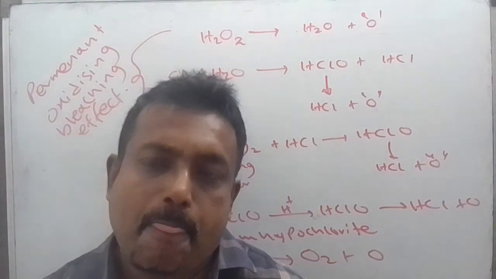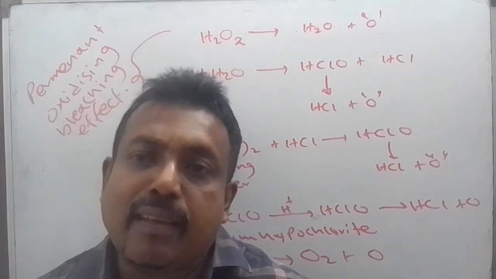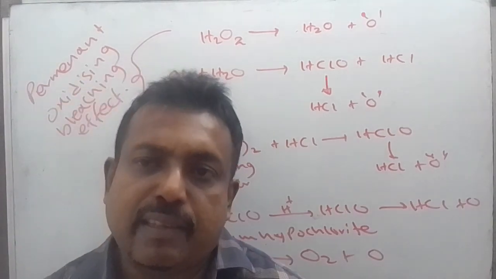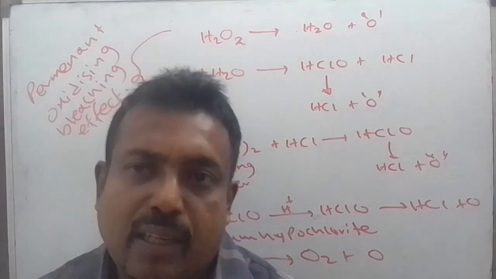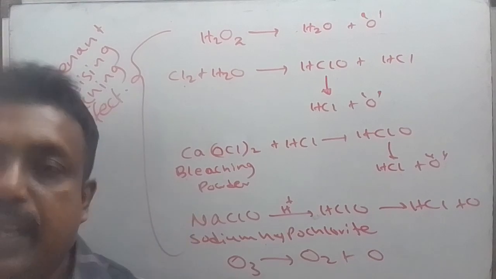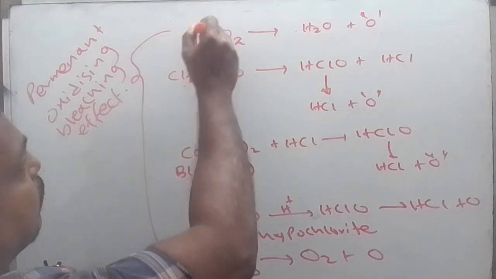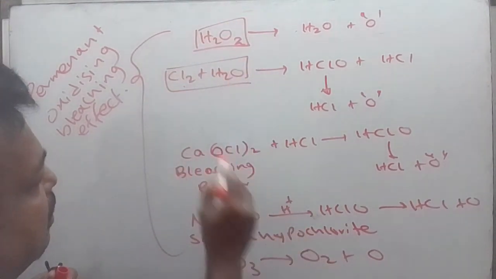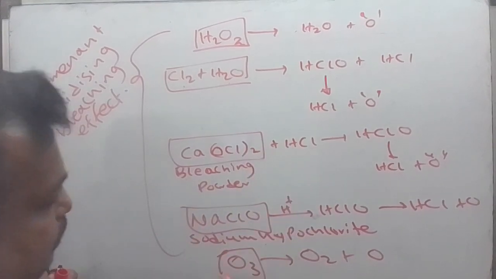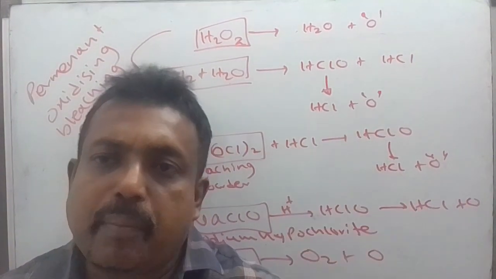There is a blue bottle in food cities. You can find that, and that is household bleaching liquid, sodium hypochlorite. The trade name is Clorox. Right. All these things are important because they are permanent oxidizing agents. Write those: H2O2, chlorine aqueous, bleaching powder, Clorox, and ozone. Right? All those are oxidizing and permanent bleaching effect.